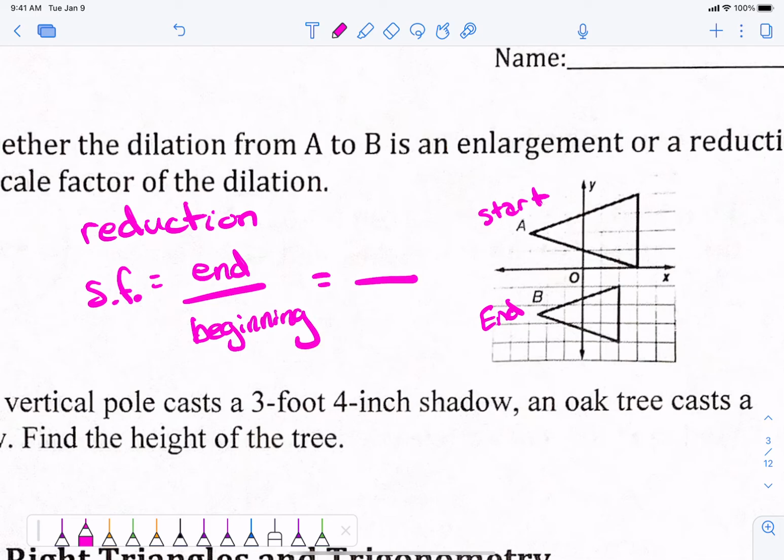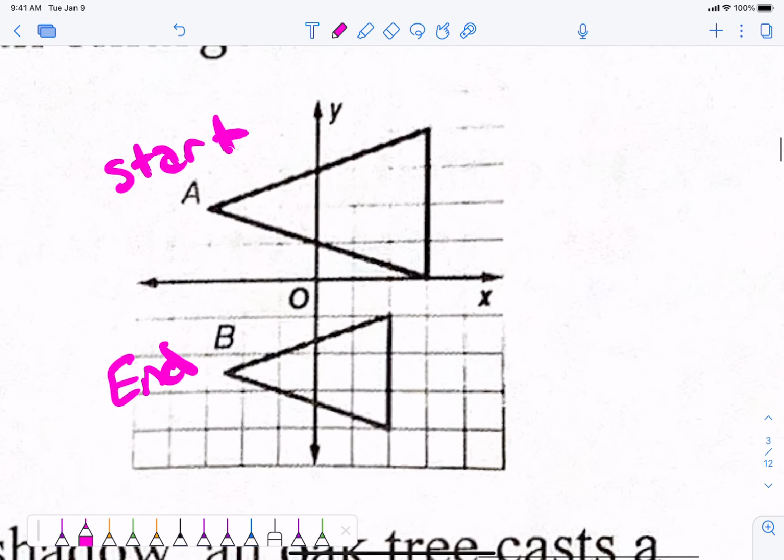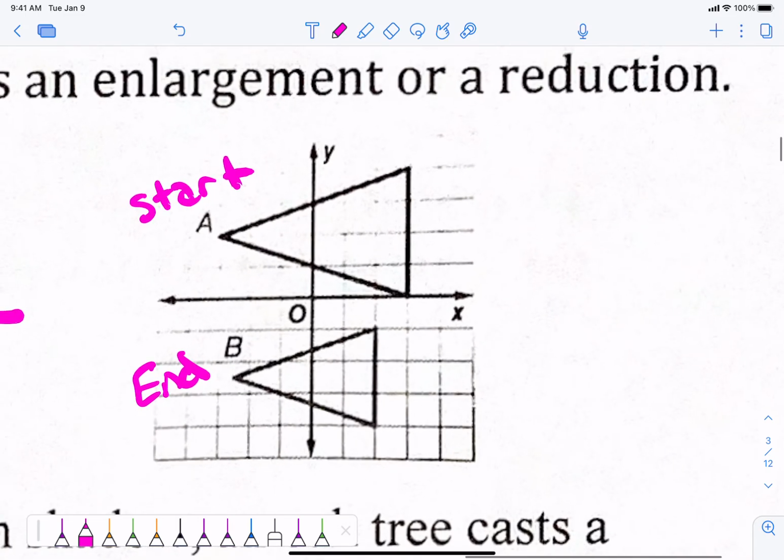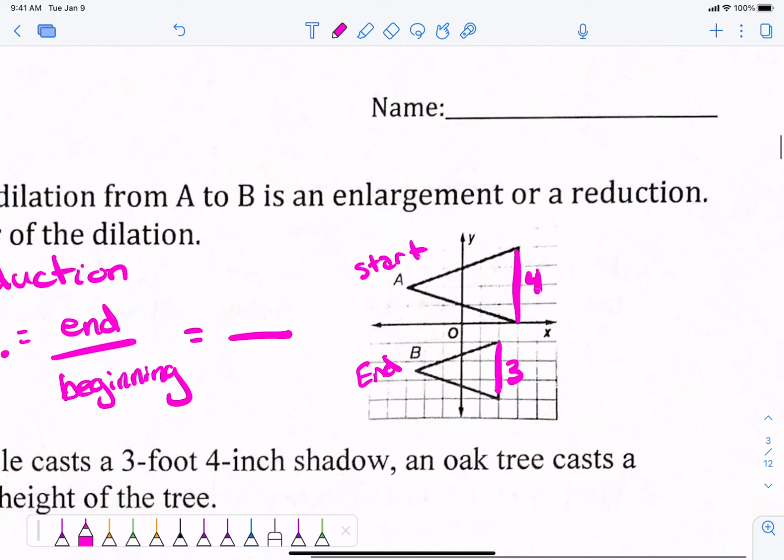How would you figure out end over beginning for this shape? I'm going to go with the side, the bottom, the flat one that you can count on. That's the easiest one to count, right? What is this side? The bottom side here is 3, and this one is 4. End over beginning means 3 over 4. Or it's 4 over 3, but since it's a reduction, it has to be a number less than 1. So 3/4 is what it is.